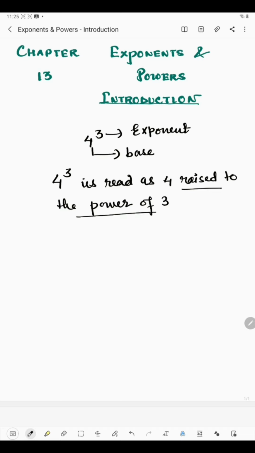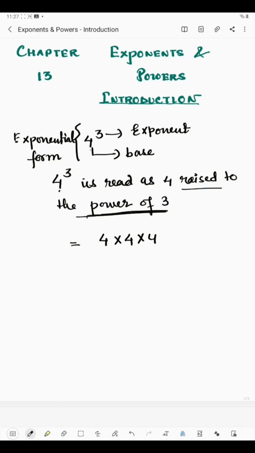Now 4 raised to the power 3, what does it mean? That means here 4 is repeated 3 times. 4 is multiplied 3 times. As the power is 3, so 4 raised to the power 3 means 4 is multiplied 3 times. And when it is given like this, with exponent and base all together, it is known as exponential form.